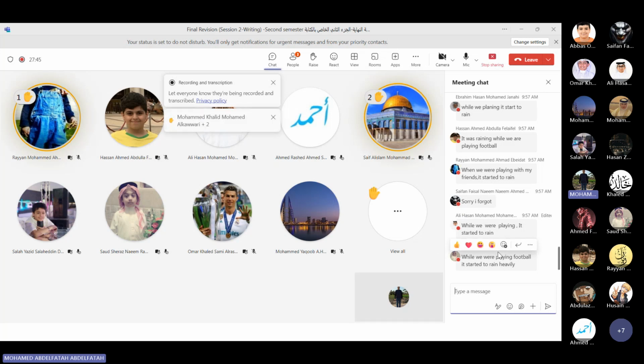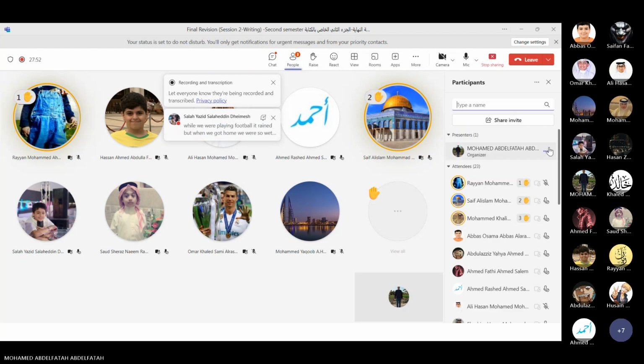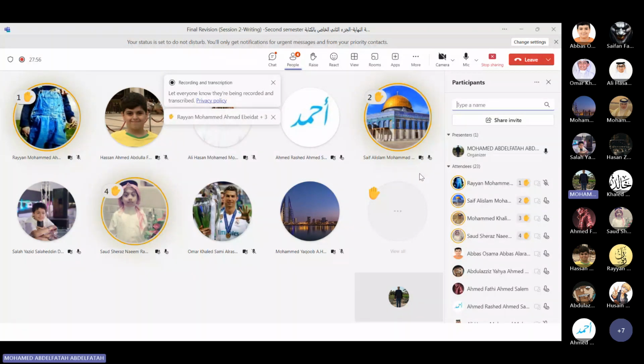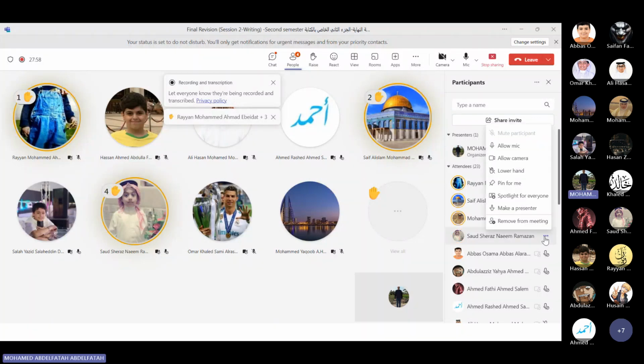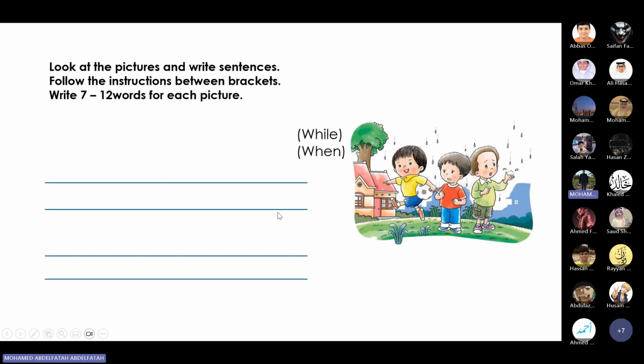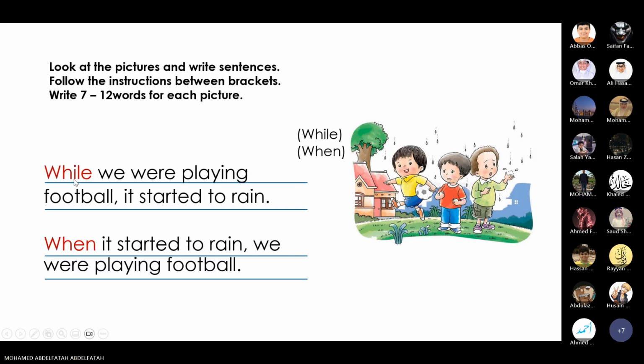Saud, please raise your hand to allow your microphone. Saud, raise your hand, please. Okay. Saud, can you help us read the model answer for number 1? Yes, teacher. Go ahead. While playing football, it started to rain. When it started to rain, we were playing football.